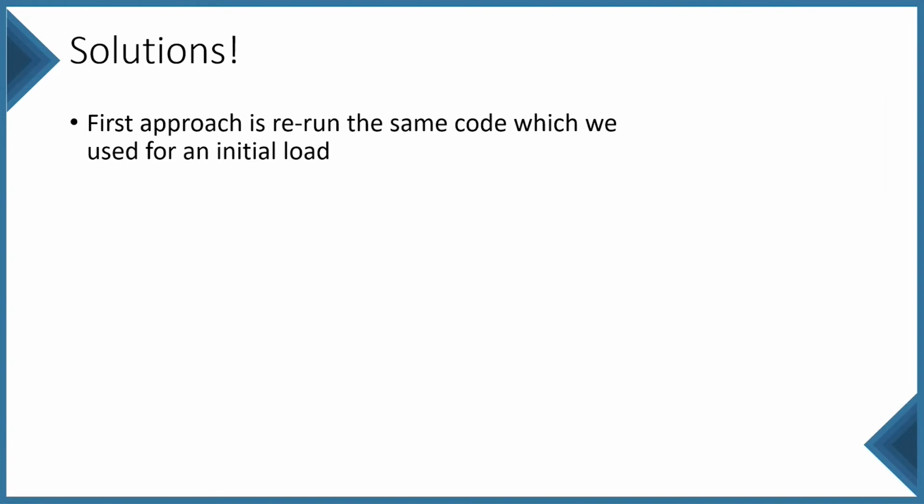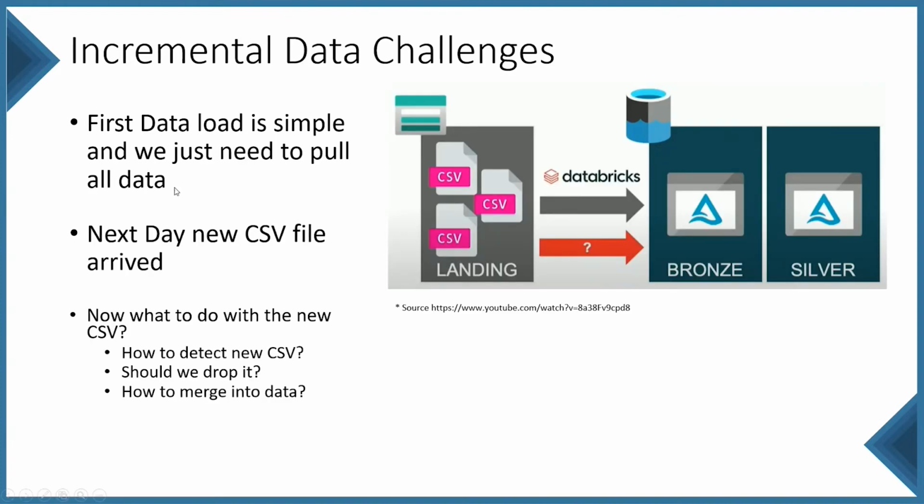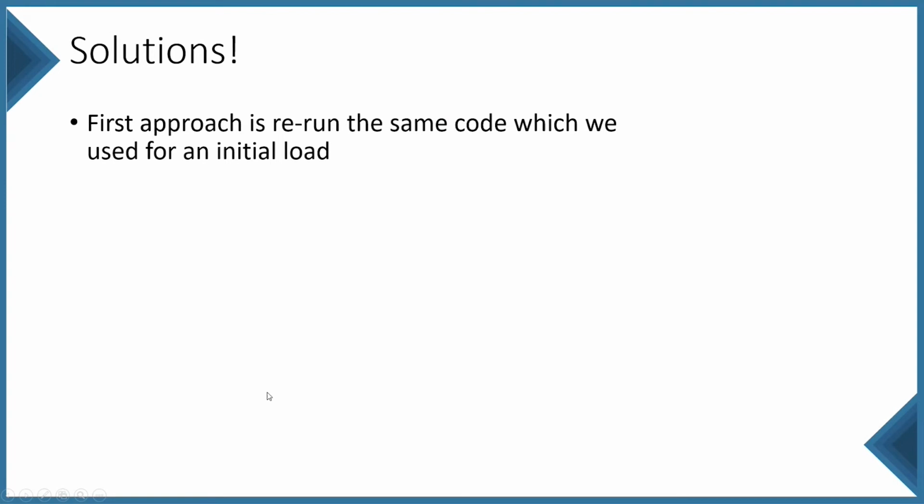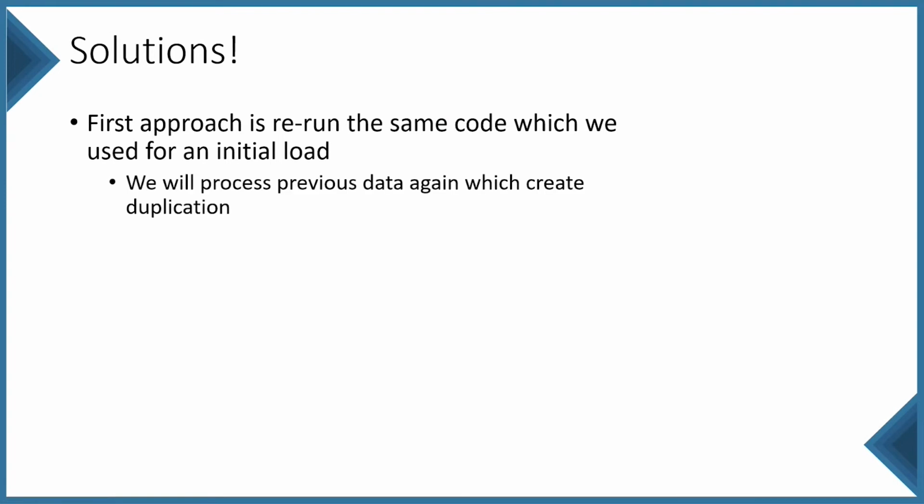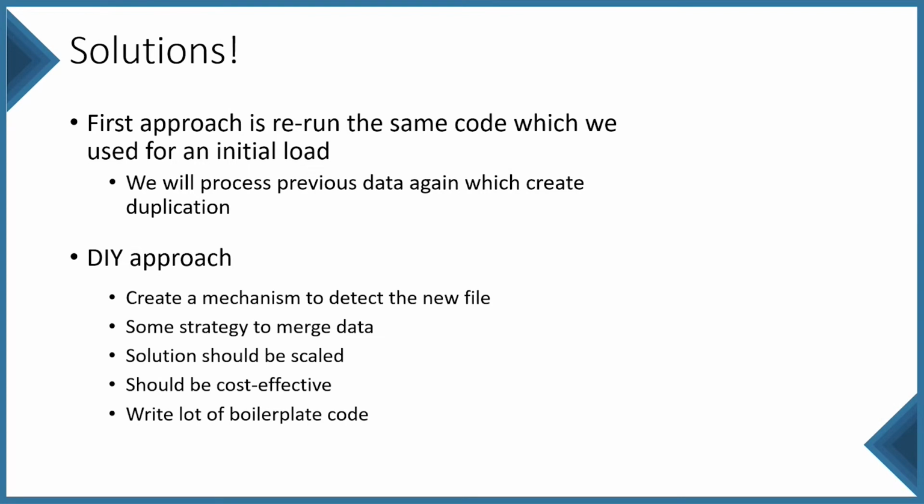And also there are solutions. The first solution is to create a pipeline which initially loads the data, and let's say you rerun that pipeline again. But that pipeline code has some cons. What are those cons? You are going to introduce duplication in your data. So again, you solve one thing, but a new problem arises. Other than this, there is another approach: do it yourself. The do it yourself approach means you are going to create a little infrastructure which deals with this incremental challenge. But again, there are some cons, and we will discuss them.